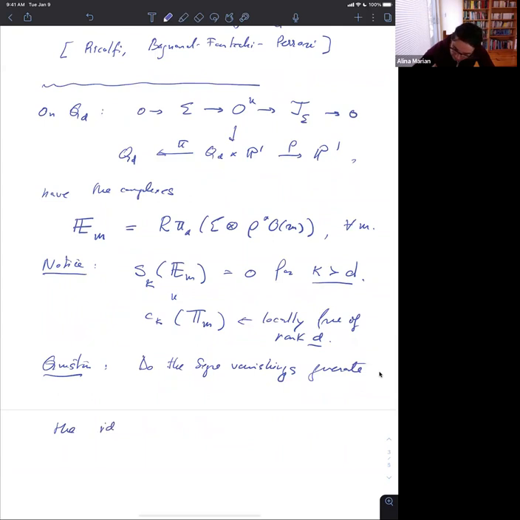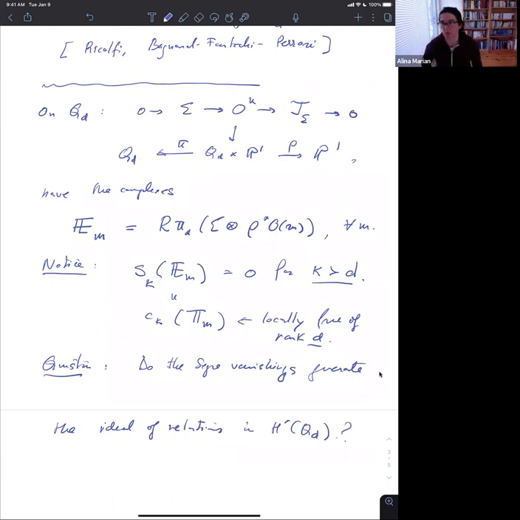The ideal of relations in H star of QD. When we take the generators to be these Atiyah-Bott generators, obviously these can be expressed as polynomial expressions in the Atiyah-Bott generators by the Riemann-Roch formula.